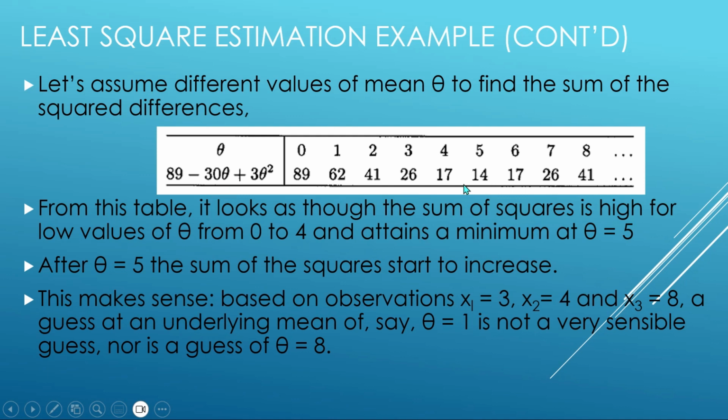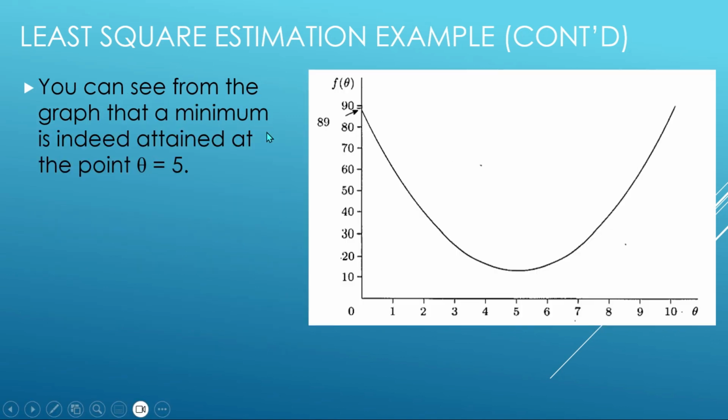And from this equation, we see that we get the minimum value at 5. When the value of theta is 5, we get the minimum value. You can see from the graph that a minimum is indeed attained at the point theta is equal to 5, and it is like a parabola. The values are the same on both sides. For example, whatever value we get at 1 is the same as at 9 or maybe 10, something like that.